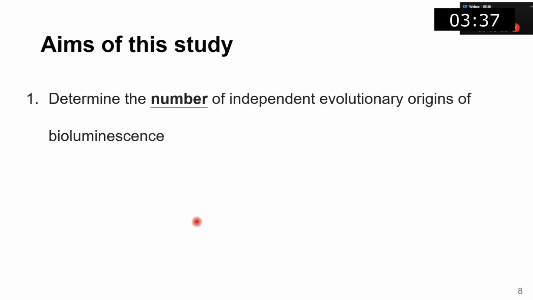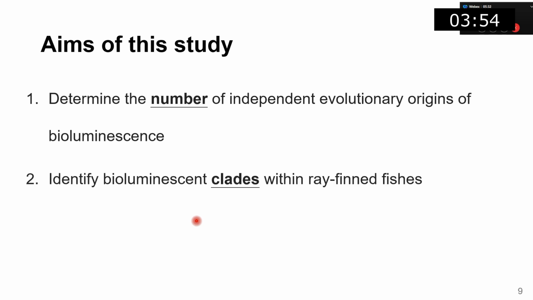The aims of this study are, first, to determine the number of independent evolutionary origins of bioluminescence, which means they want to know how many times fishes have evolved bioluminescence. And the second is to identify which clades have bioluminescence within the ray-finned fishes.